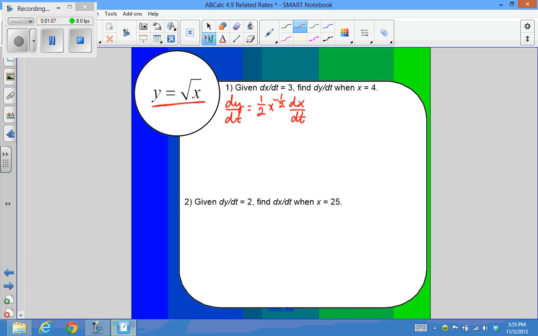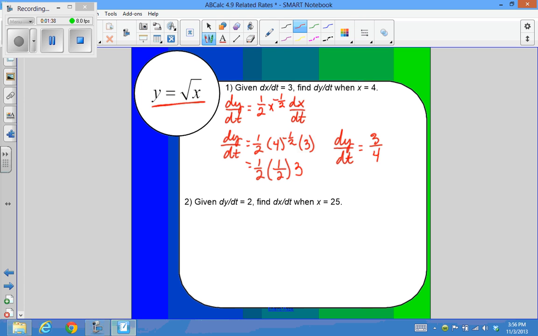Plug in your numbers, not a problem. I have dy/dt equals 1/2. My x value is 4 to the negative 1/2. My dx/dt is 3, so that's 1/2 times 1/2 again, because 4 to the negative 1/2 is 1/2, and then times 3. So pretty quickly we can see that dy/dt is 3/4.